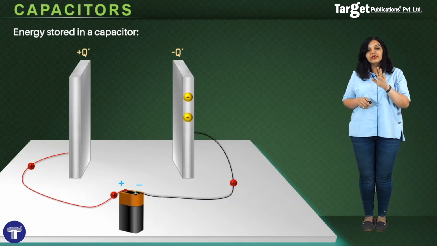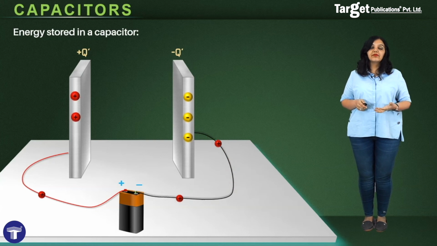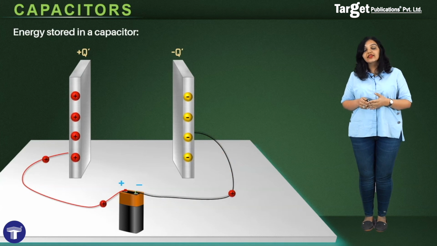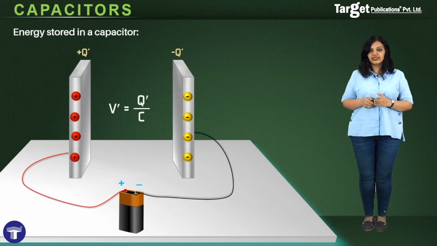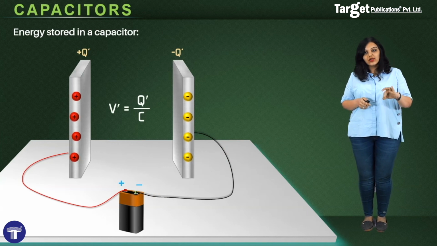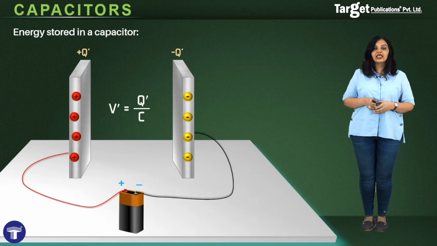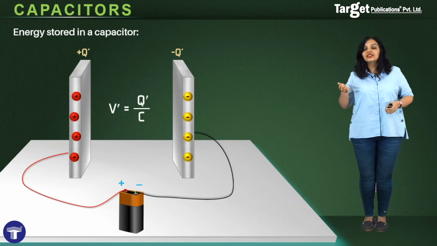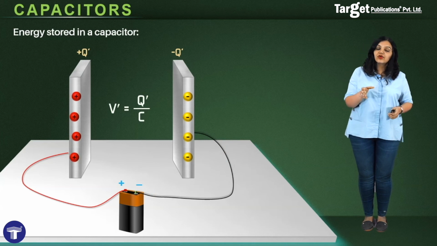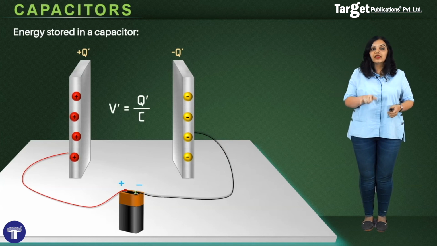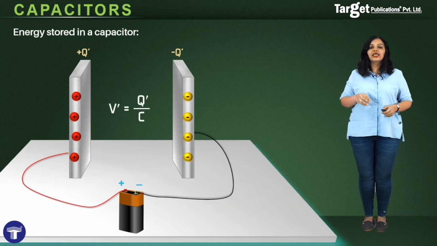At this point, there will be some potential difference between the plates. Let's say that potential difference is V dash, and this V dash we can write down in terms of the charge at that moment in the capacitor. So we say that V dash is equal to Q dash by C. Notice that I have written C, I have not written C dash, because capacitance of a capacitor does not change. We know it's a constant. What is changing is the charge stored on the capacitor and the potential difference between the plates. So at this intermediate point, I know that V dash will be equal to Q dash by C.